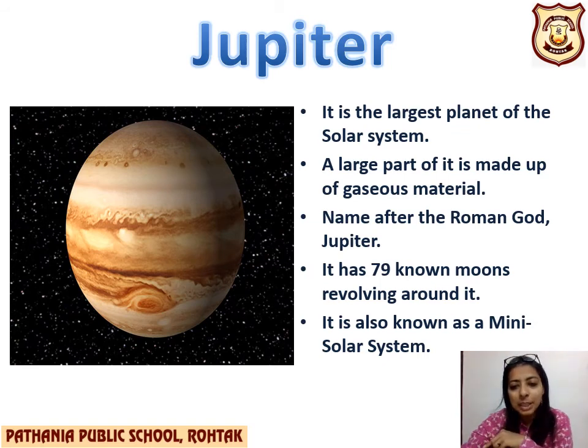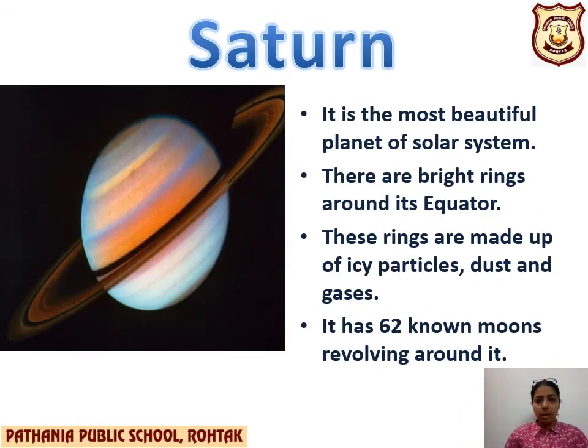So isn't it a mini solar system? What is a solar system? Sun in the center and planets revolving around that. And see, Jupiter is one planet and 79 moons are revolving around it, so that is why it is also called a mini solar system.